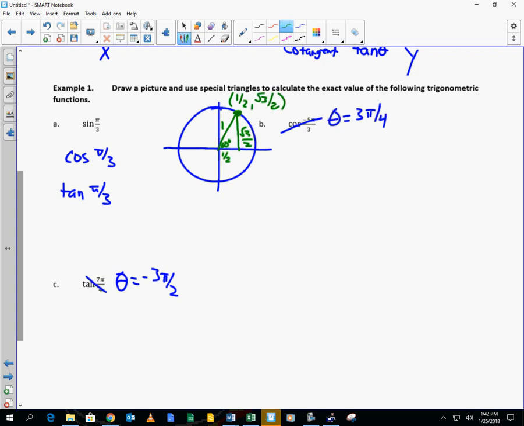Awesome. So the cosine would be what? I'm sorry, the sine would be what? The x or y value? Y value. So the sine of pi over 3 is the root of 3 over 2.